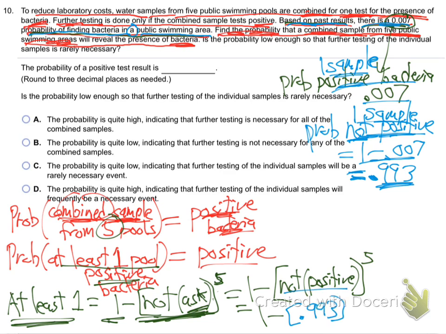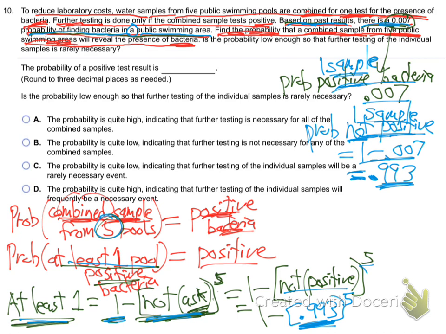Right? The probability that one sample is not positive to the 5th power. That's what you're supposed to do for at least one. For 5 combined, that's at least 1. If you have 5 combined, you want at least 1 to come back positive. At least 1 is always 1 minus not times not times not times not. So 1 minus not to the 5th power, not positive. The probability that 1 is not positive, 0.993, to the 5th power. So hit the buttons on your calculator, 1 minus 0.993 to the 5th power.